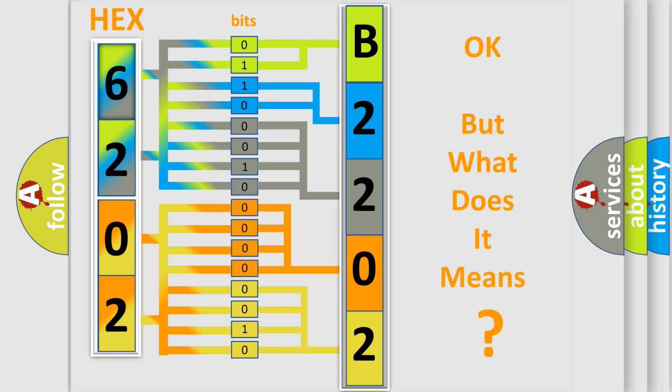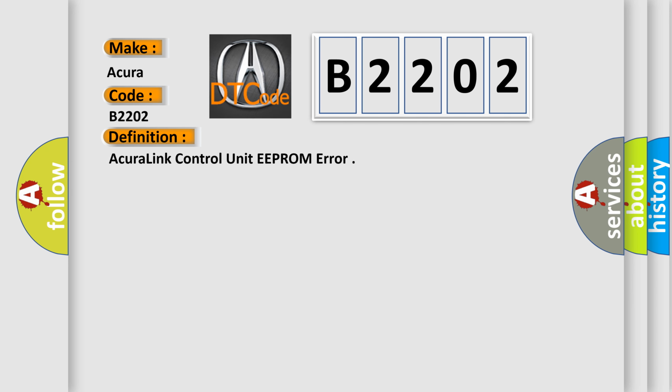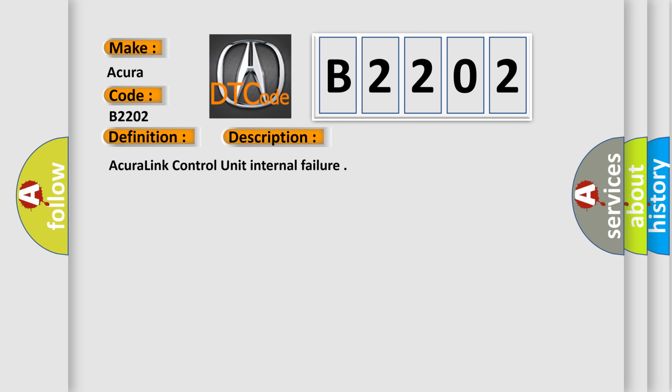The number itself does not make sense to us if we cannot assign information to what it actually expresses. So, what does the diagnostic trouble code B2202 specifically mean for Acura? The basic definition is AcuraLink Control Unit EEPROM error. And now this is a short description of this DTC code: AcuraLink Control Unit internal failure.